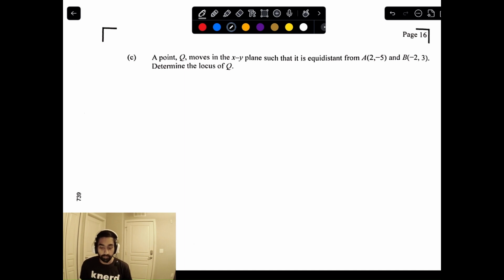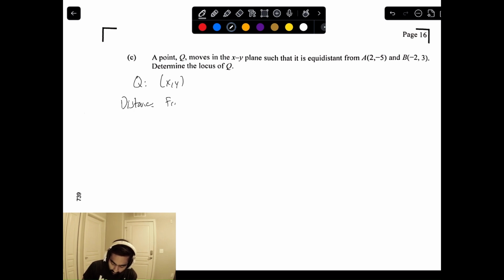Part C reads, a point Q moves in the xy plane such that it is equidistant from A, which is 2, minus 5, and B, which is minus 2, 3. Find the locus of Q. Basically, this comes down to translating in terms of equations what it said in English there, that is equidistant from A and B. So let's say that Q is x and y.